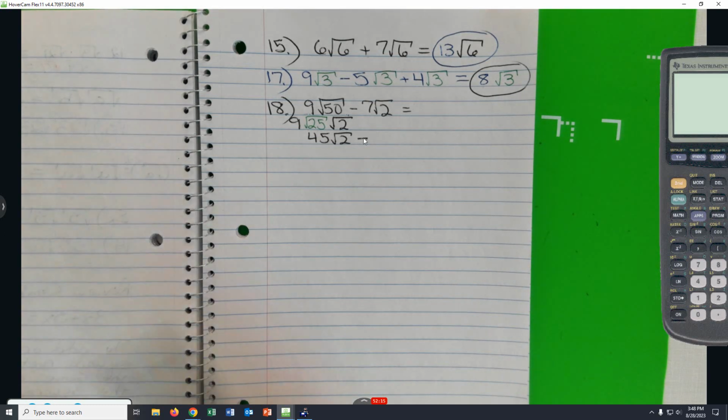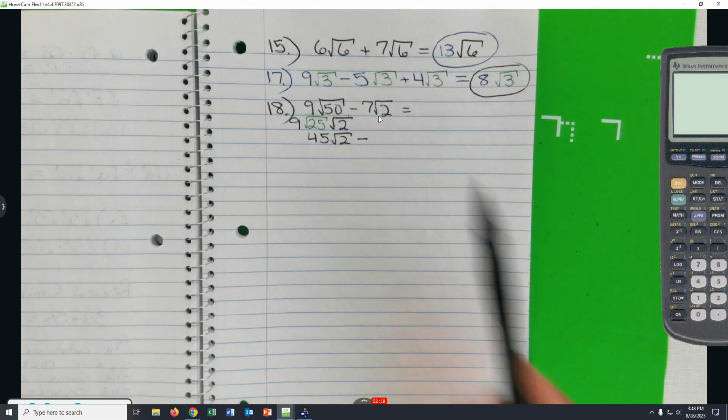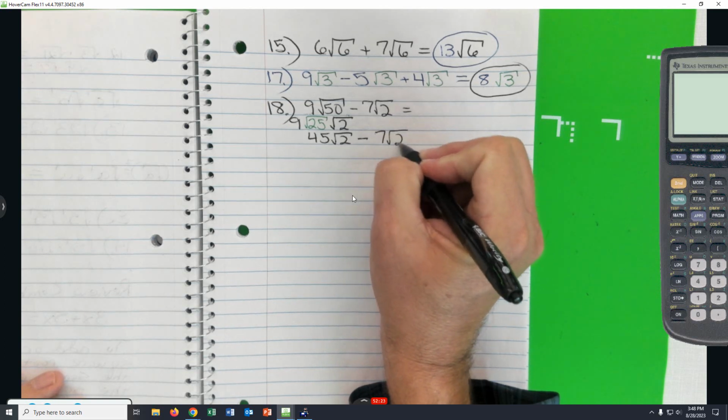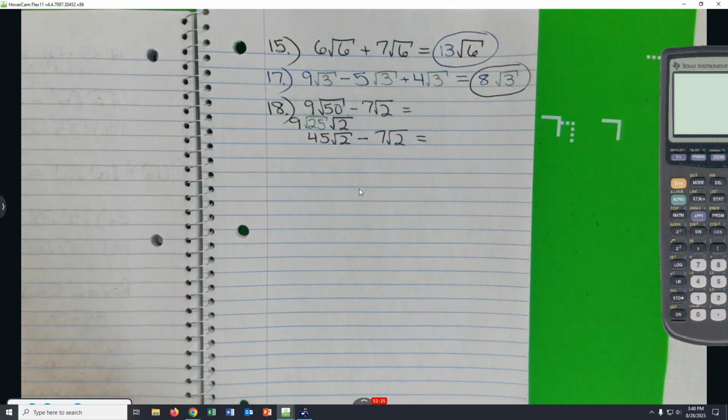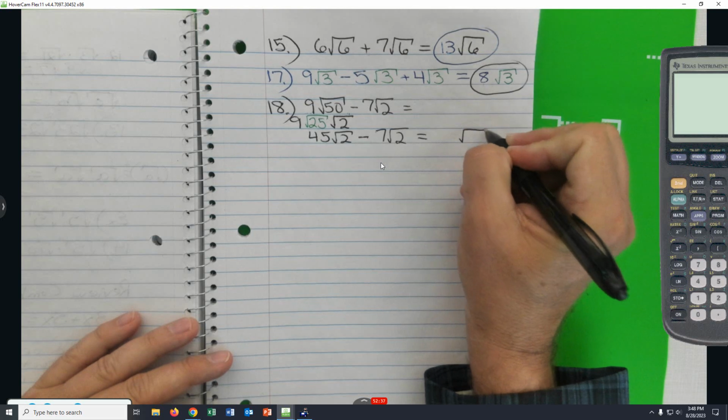But we still have something stuck on here. What have we got stuck here? The minus 7 square root. Now we have 45 square roots of 2 minus 7 square roots of 2. Do we have like radical terms now? Yes. So I put the square root of 2.